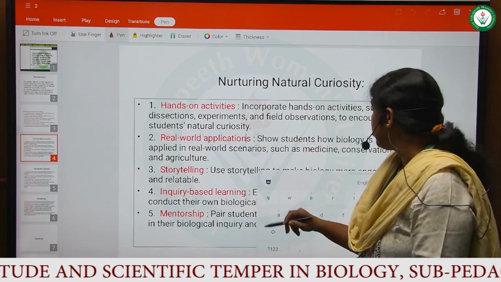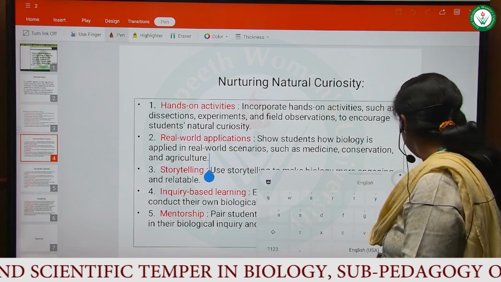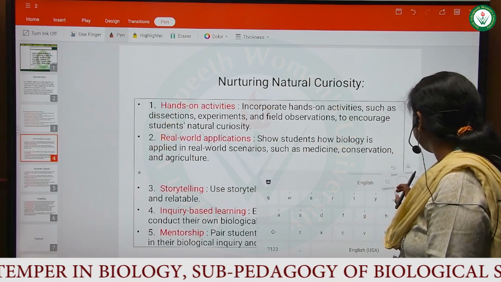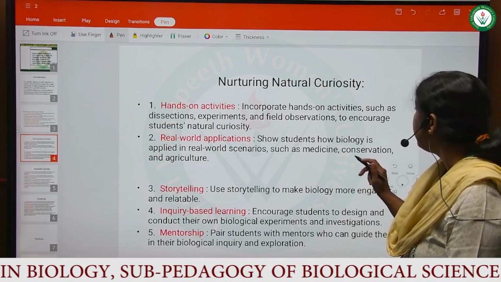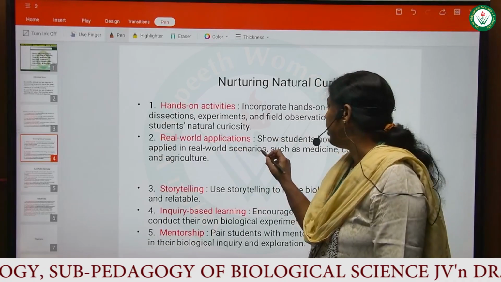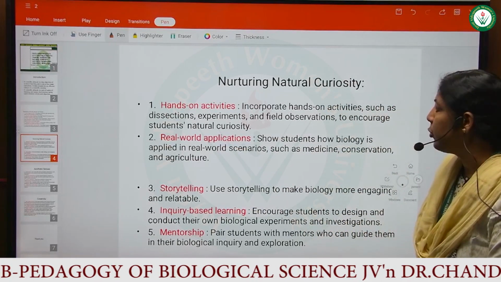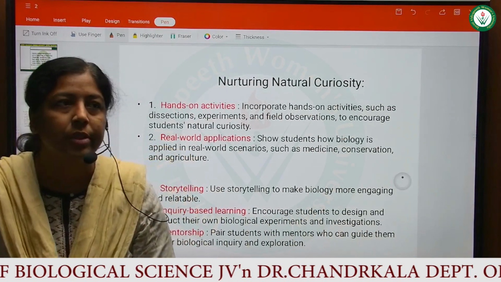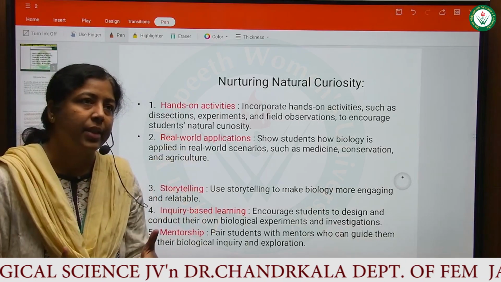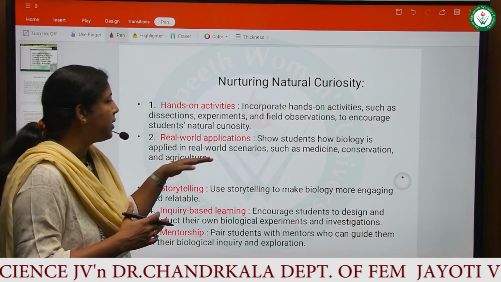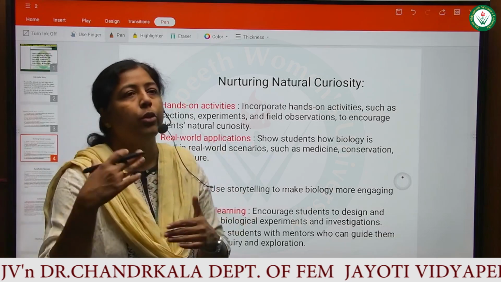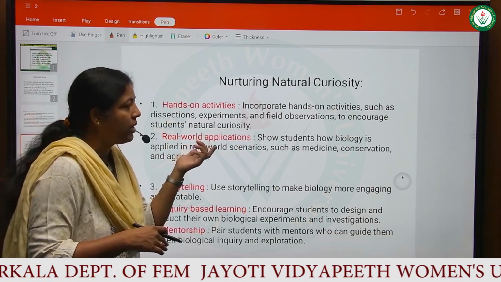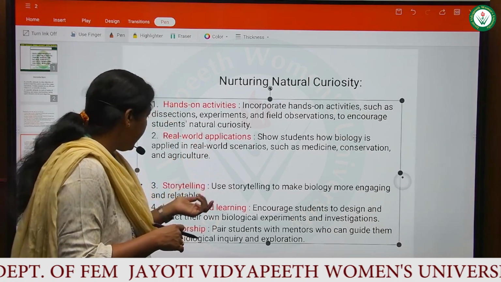Real life situations can be connected. So showing the students how biology is related to real world scenarios, such as medicine, conservation and agriculture. When they are studying science in the classroom, they have to connect the concept to the real world, relating the textbook to real life situations, where they can apply the scientific concept they are learning inside a class.